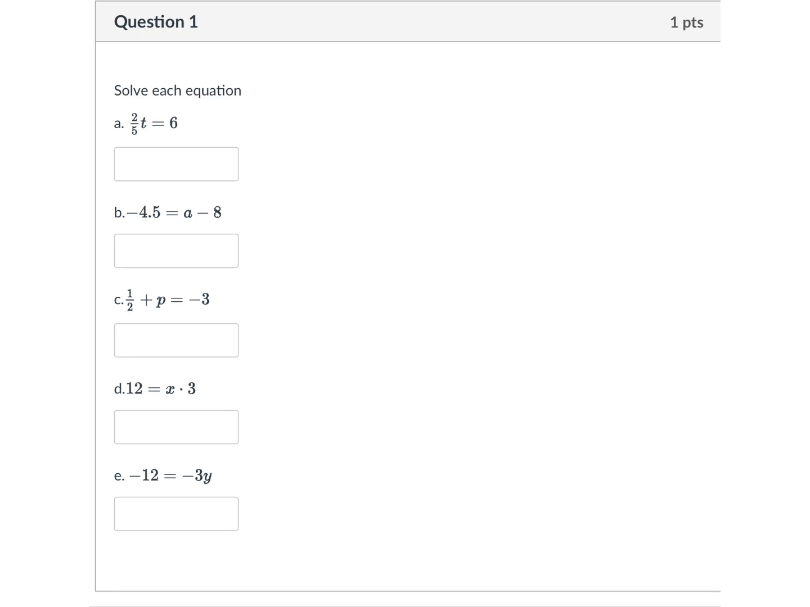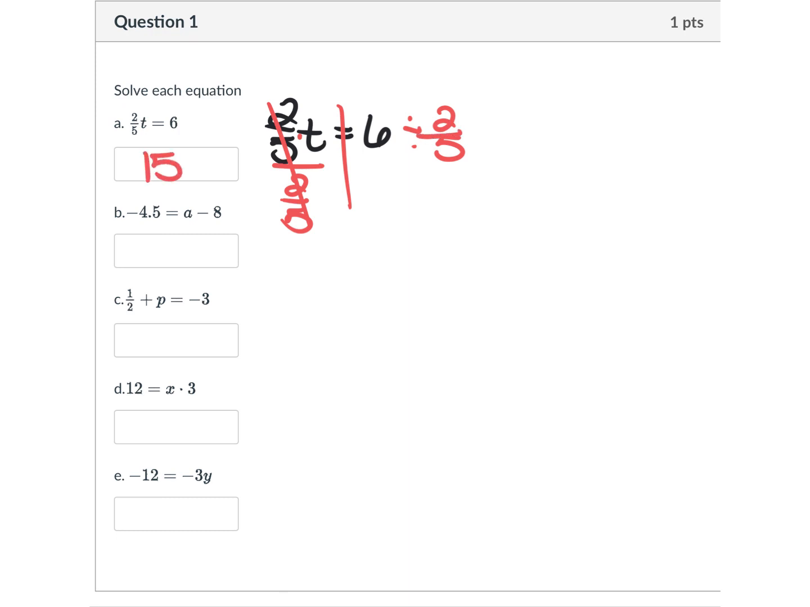Hey guys, here's how you do number 1. Remember, we want to get the variable by itself. So, on letter A, we have 2/5 t equals 6. 2/5 t means 2/5 times t, so to get rid of times, we are going to divide by 2/5 on both sides. 6 divided by 2/5 is going to be 15.